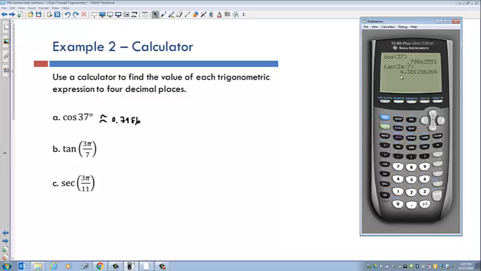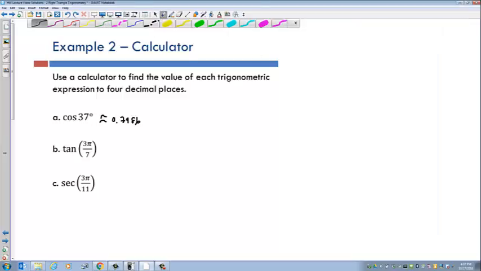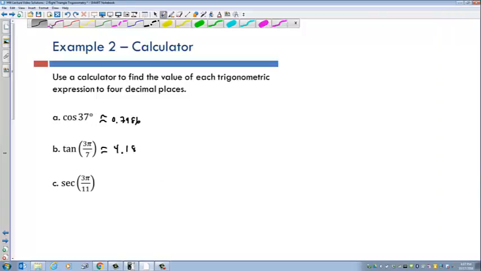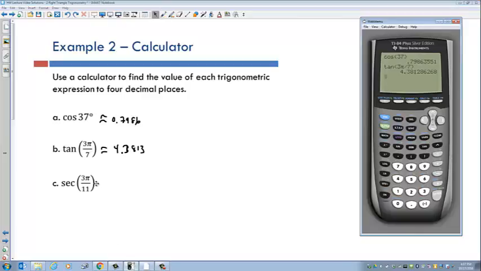So 4.3813. So this is approximately 4.3813. All right, so that's what that is approximately equal to.